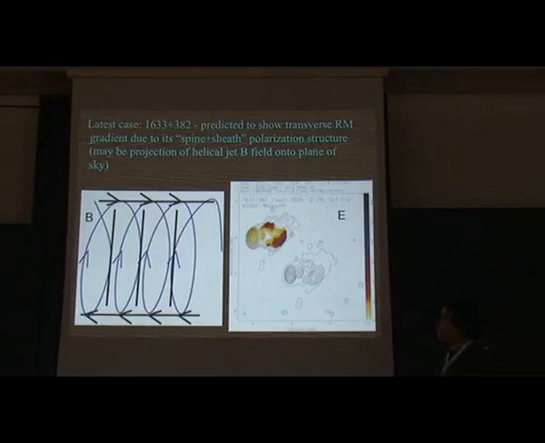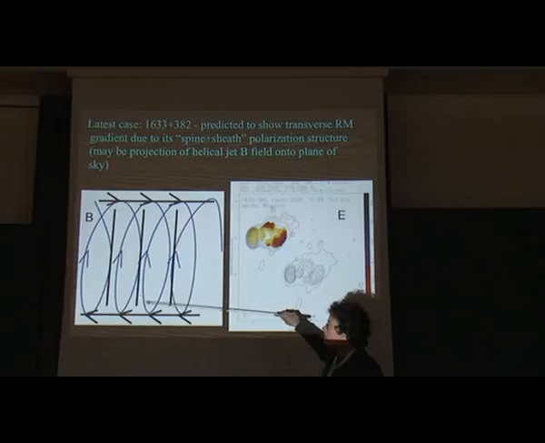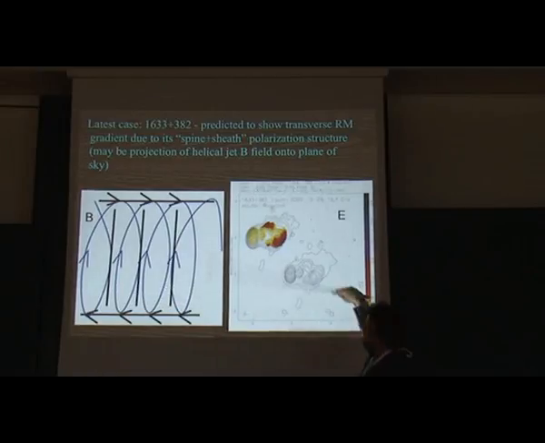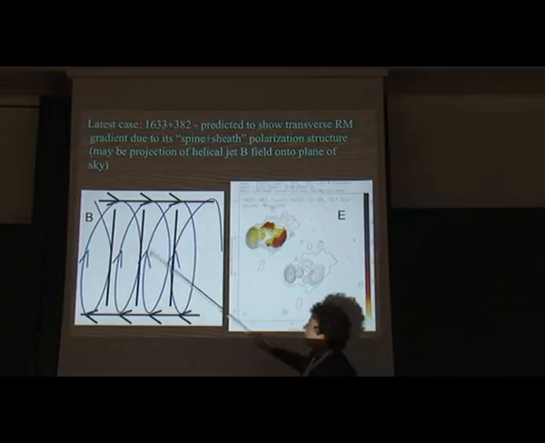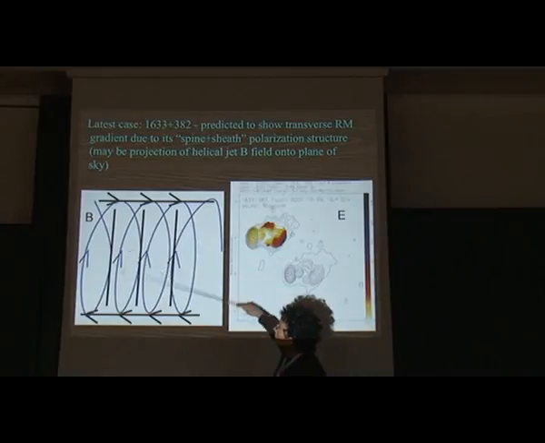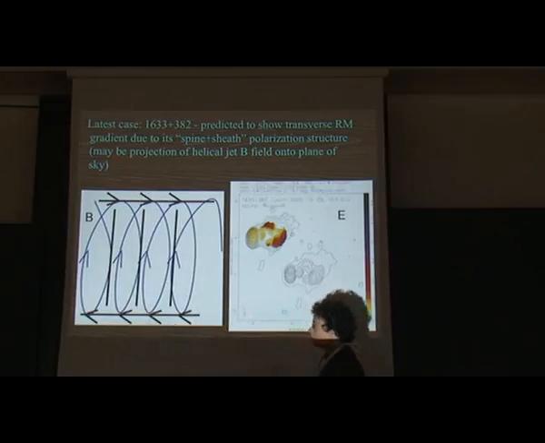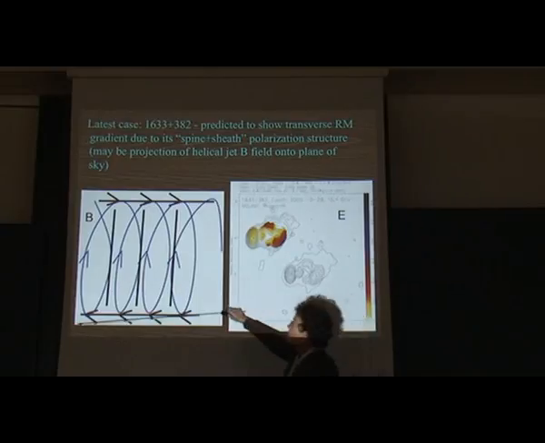But in fact, it may well be that at least some of these sources have this polarization structure because of their magnetic fields. This is a schematic just to get across the idea. Here's your helical magnetic field, and if it's fairly tightly wound, in the central part of the jet you see a magnetic field perpendicular to the jet, but at the edges, basically where the loop turns over, it has to go longitudinal.